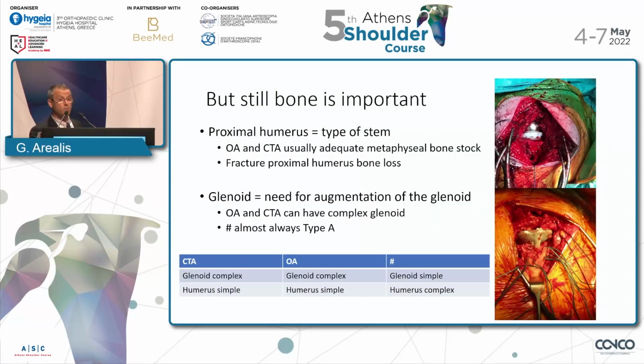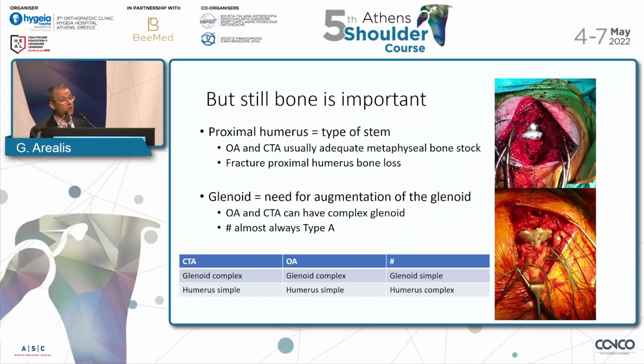But still the bone is important. We have differences in the bone scenarios, or the things we expect to see, between the three different main indications. When you have a cuff arthropathy or osteoarthritis, the proximal humerus is almost always intact, whereas you have bone loss if you deal with a fracture scenario, and you need to account for this and use a stem that is more suitable. So we can use small stems or metaphyseal fixation for osteoarthritis and cuff arthropathy.